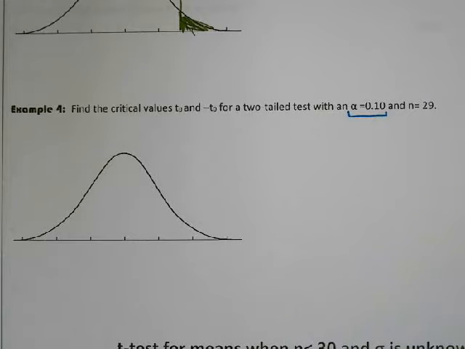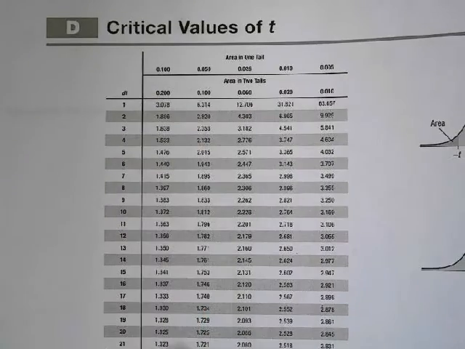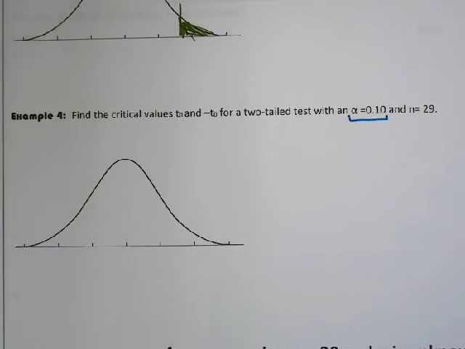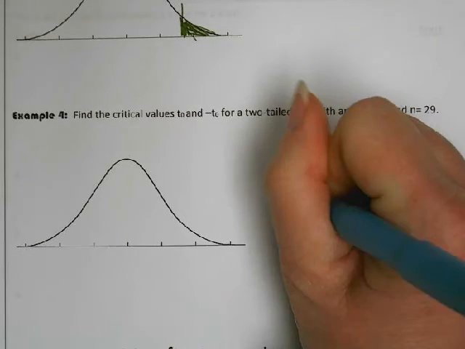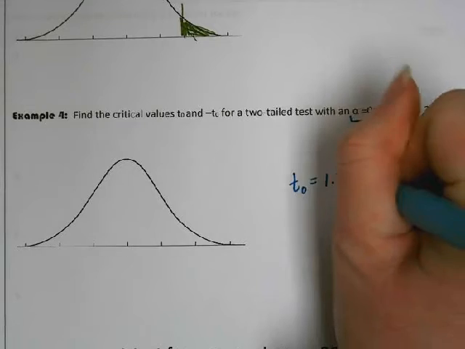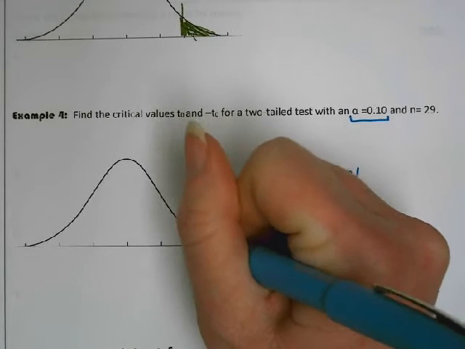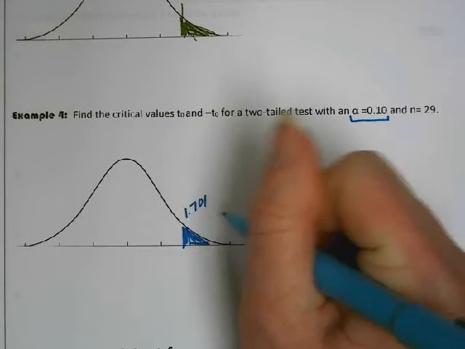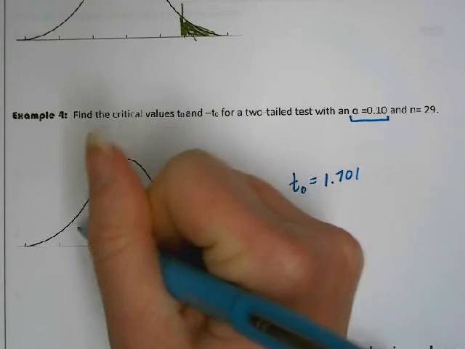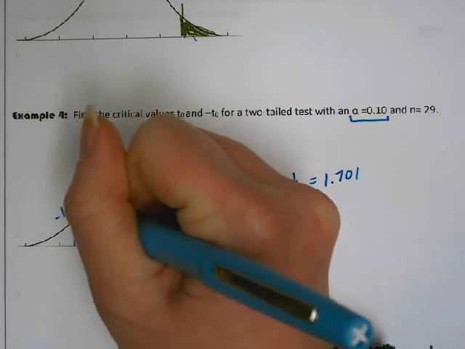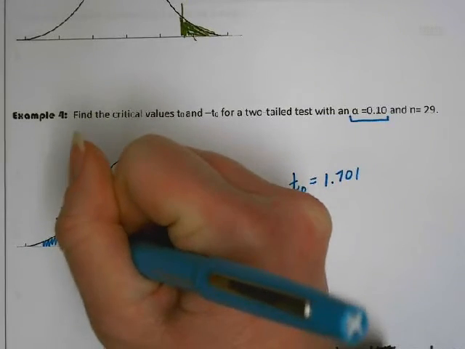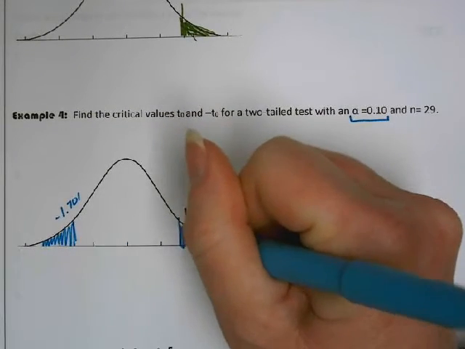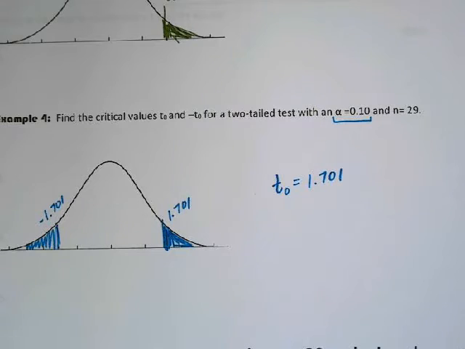Hold on. I just used the wrong one. I used 0.010, sorry. I need to use 0.10, there we go. 1.701. So my t critical is 1.701. That gives me one of them, but it's two-tailed. So that means if 1.701 is one of the tails, then negative 1.701 is the other tail. So you should have double rejection regions in this case. Or look something like that.